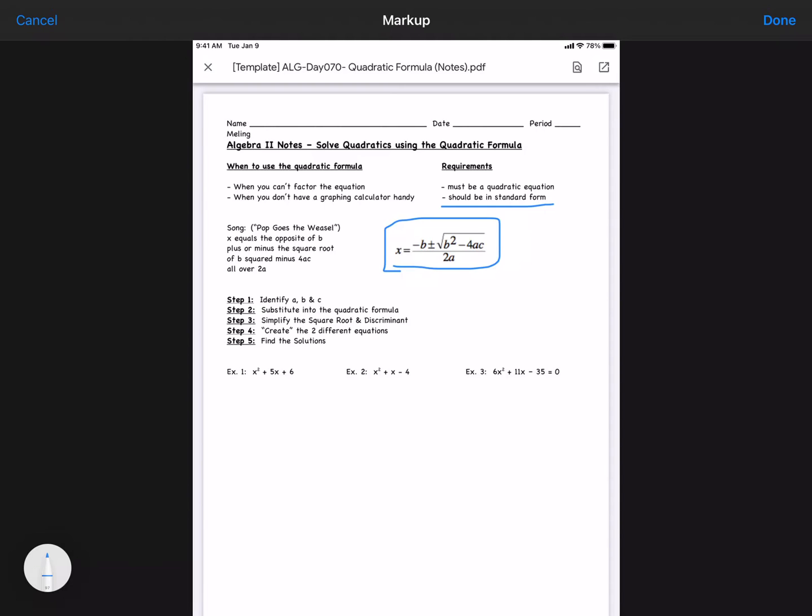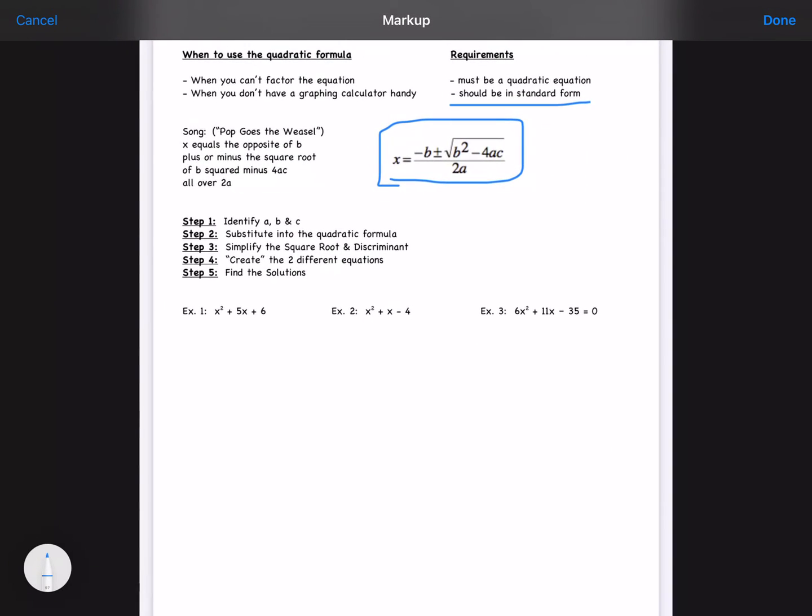So hopefully you like that. So the steps we have to do: identify a, b, and c, substitute into the quadratic formula, and then we simplify. And if you see the plus or minus, we're creating two different equations, and we find our solutions.